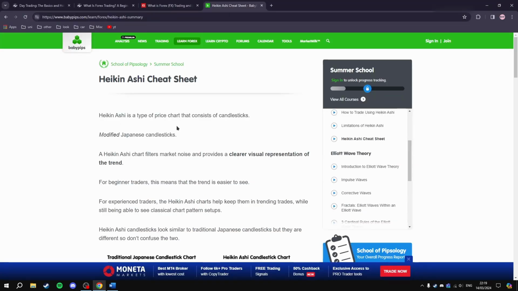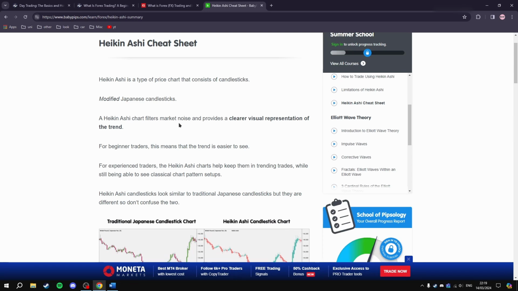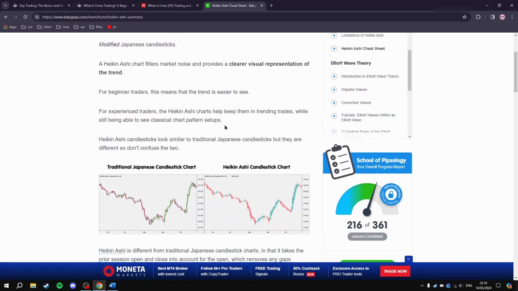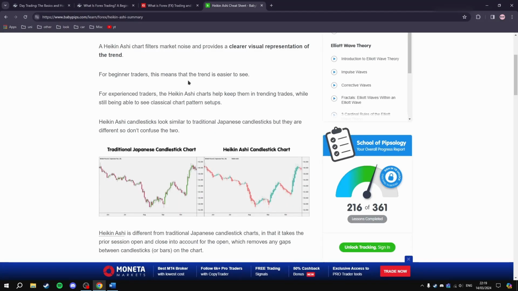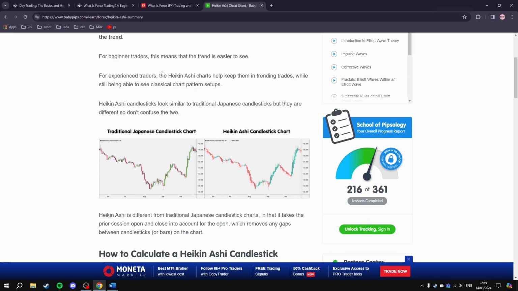Heikin Ashi is a type of price chart that consists of candlesticks, modified Japanese candlesticks. A Heikin Ashi chart filters market noise and provides a clear visual representation of the trend. For beginner traders, this means that the trend is easier to see. For experienced traders, the Heikin Ashi charts help keep them in trending trades, while still being able to see classical chart pattern setups.